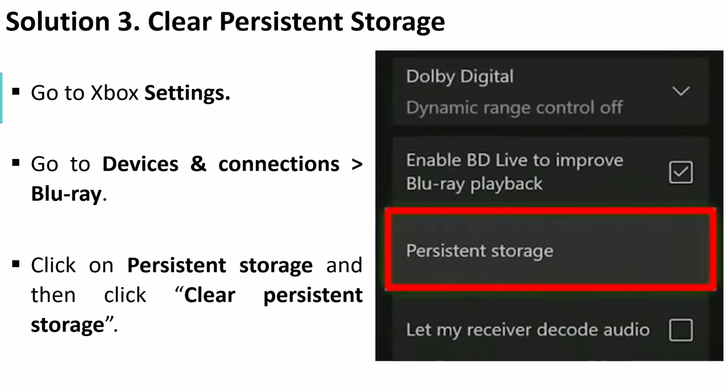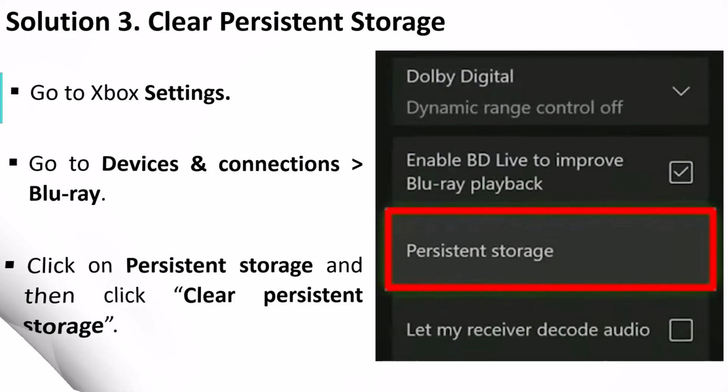Solution 3 is to clear persistent storage. Go to Xbox settings, go to devices and connections, Blu-ray, click on persistent storage and then click on clear persistent storage. Now if you don't see this feature in your Xbox console, then skip this solution.